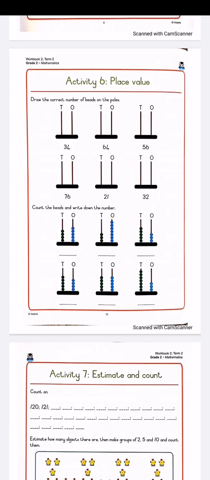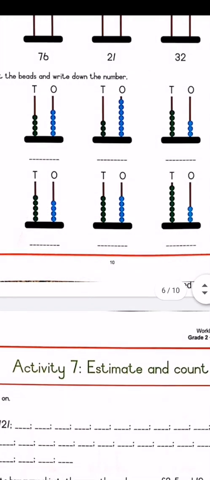So you're going to count these beads that they put on for you. So the first one, remember the tens, you count in tens. So it's 10, 20, 30, 40. And the ones is 1, 2, 3, 4, 5. So your number is 45. Okay.